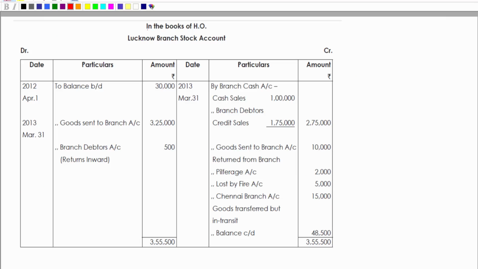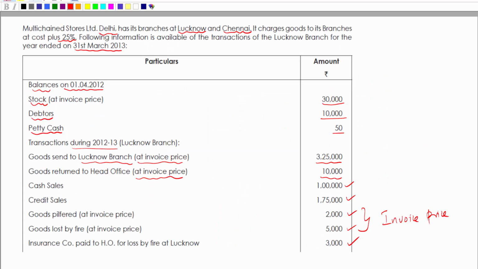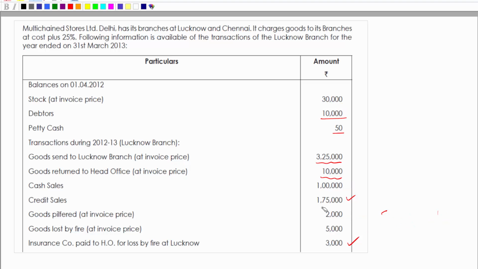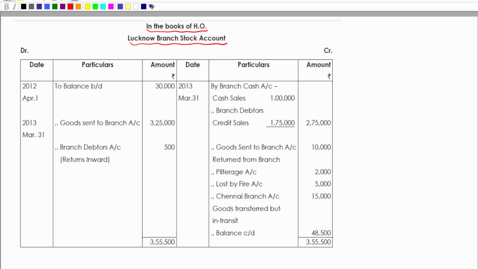First, let us open in the books of head office the Lucknow branch stock account. Let's go back to the question. We have various opening stocks, various items. Let's capture all. We have balances on 1st April 2012. In that we have stock 30,000 and this is at invoice price. So we are going to open Lucknow branch stock account, but also understand there is something called branch adjustment account which we'll be making use of.